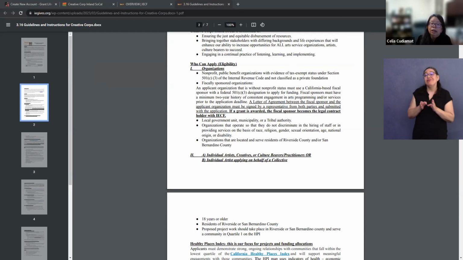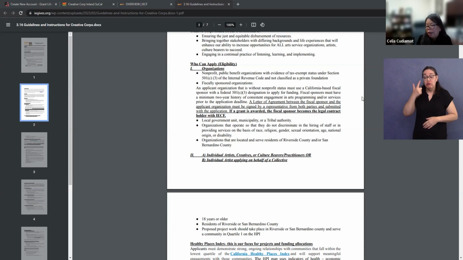We are encouraging local government entities such as cultural affairs departments of either Riverside County or San Bernardino County or any other local districts. And as I had mentioned earlier, any tribal authority or tribal nations to apply as well. So we do have our non-discriminatory clause that we need to ensure is front and center as far as who is applying, and that these funds are designated for organizations that are located in and serve the residents of Riverside County or San Bernardino County.